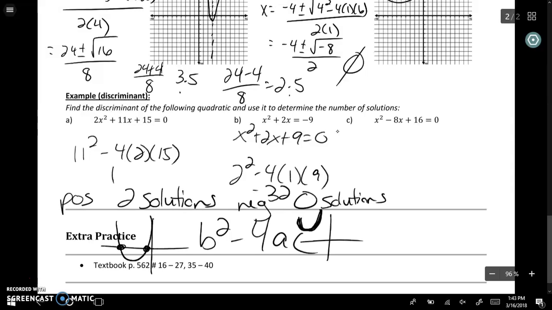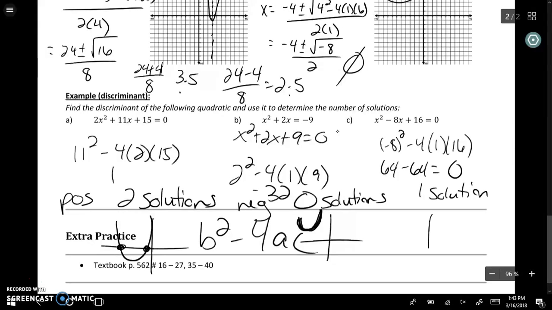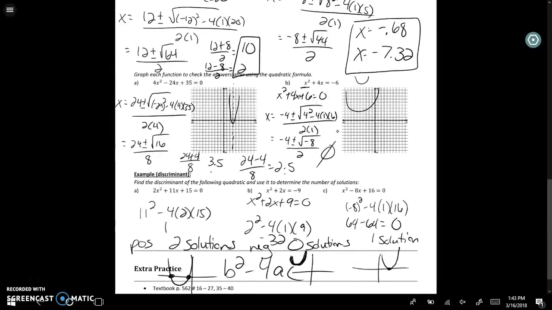All right, negative 8 squared minus 4 times 1 times 16. Be very careful. Put the negative in parentheses. That becomes 64 minus 64, which is 0. So because it's 0, that means there is one solution. Since there's one solution, that means that graph just touches the x-axis one time. Okay? Quadratic formula. It's not bad.